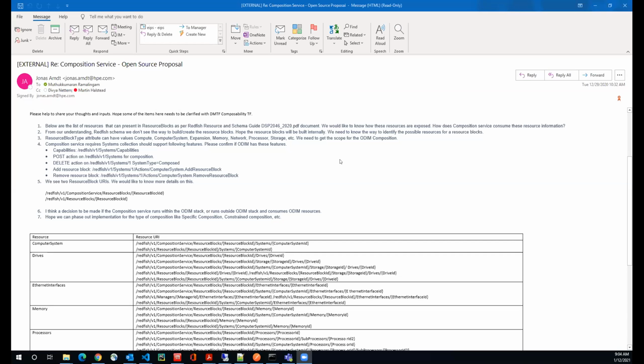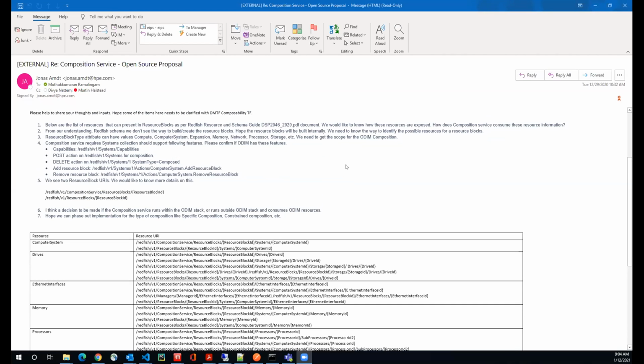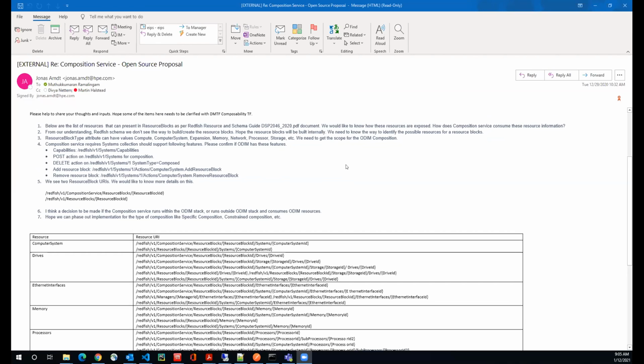Composition service, we started designing the application, and we are seeing some kind of issues, and to get a better understanding, we would like to bring up those inputs here so that we get some analysis on it and get a better understanding of the composition service. There are a couple of points to be discussed. Can I share my screen? I'm sharing. So the first one is the list of the resources for the resource blocks.